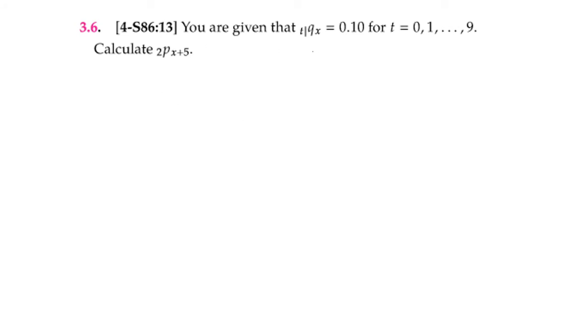In this problem, we're given that the probability of a person at age x surviving 2 years and dying the next year is 0.1 for t between 0 and 9. We want to calculate the probability of surviving 2 years starting at age x plus 5. So the first thing we're going to do is rewrite this equation. That's the same thing as dying at age x plus t over how many people there are at age x.